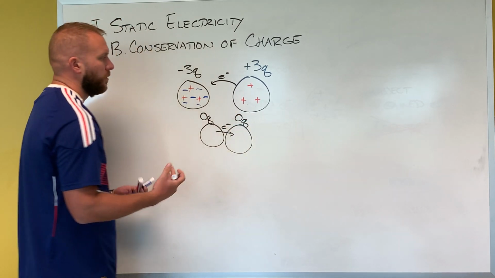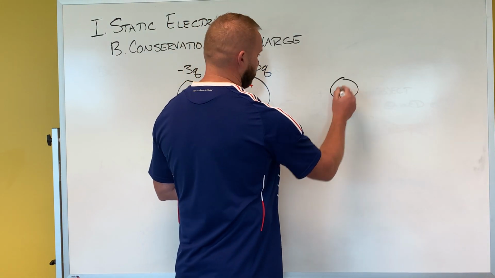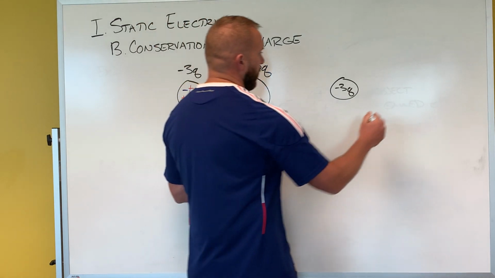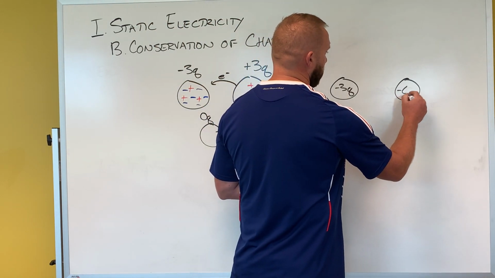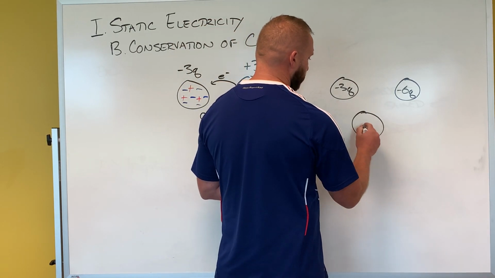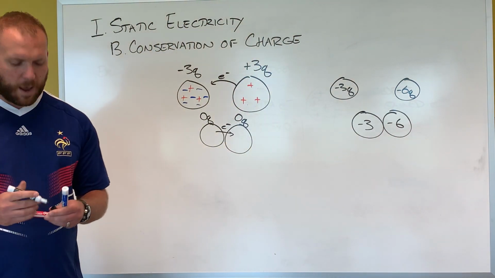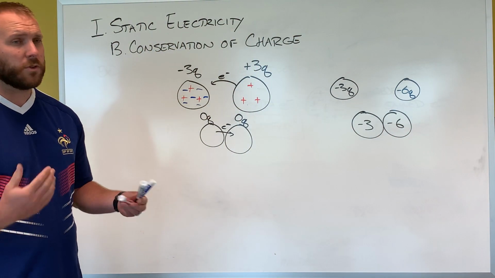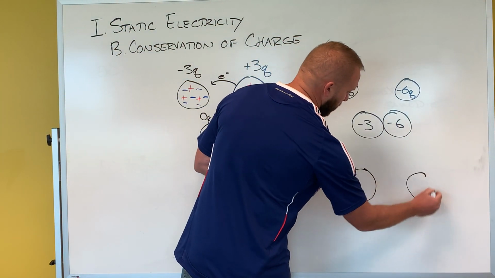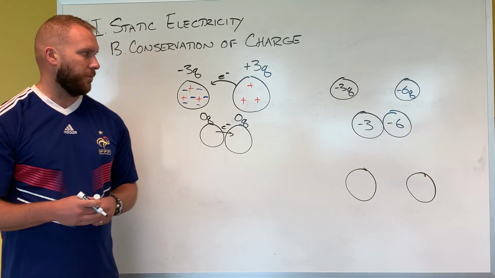Again, Q stands for charge, okay? So what if we have an object that is negative 3 charge, and we have another object which is negative 6 charge, and we actually bring them together and touch them. What is actually going to happen? What's the result of that? If we then separate them, do they still both have negative 3 and negative 6, or are the charges different?